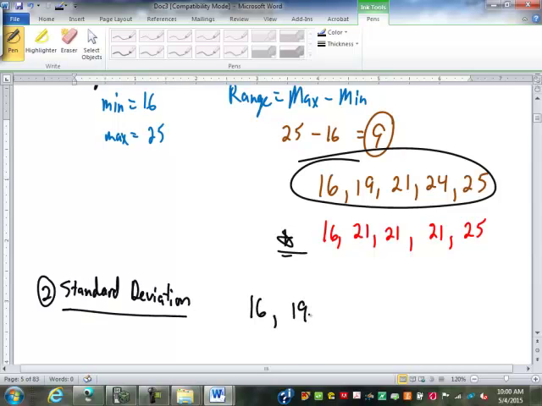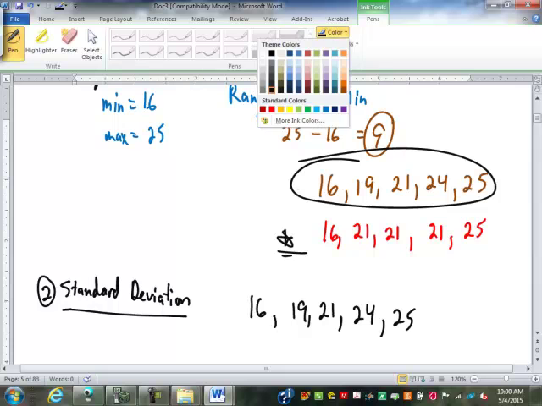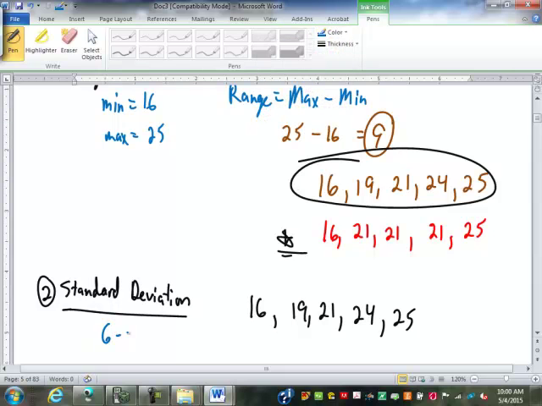Now there's a formula for the standard deviation. I am not going to try to confuse you by showing you the formula. I'm going to lay it out in a 6-step process. There are 6 steps to finding our standard deviation.